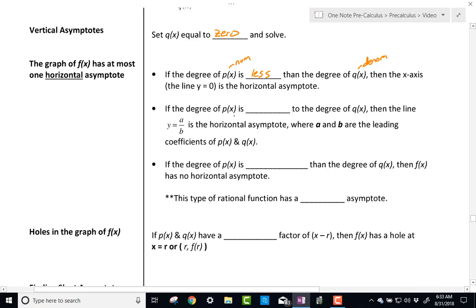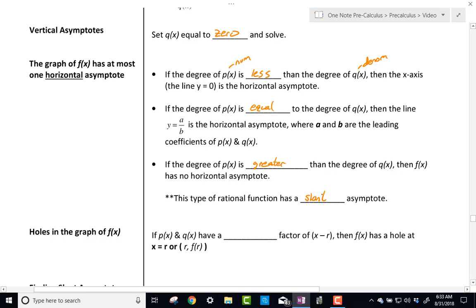If the degree of the numerator, p of x, is equal to the degree of q of x, then the line y equals a over b is your horizontal asymptote, where a and b are the leading coefficients. In today's case, if the degree of the numerator is greater than the degree of the denominator, then f of x has no horizontal asymptote. Alright? This type of rational function has a slant asymptote.